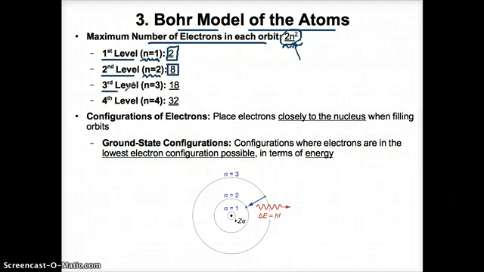The third level, n equals 3, you plug in 2 times 3 squared, the maximum that can be held in the third shell is 18. And the fourth shell or energy level, n equals 4, the maximum electrons that it can hold is 2 times 4 squared, or 32 electrons.